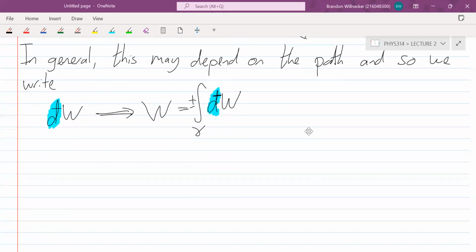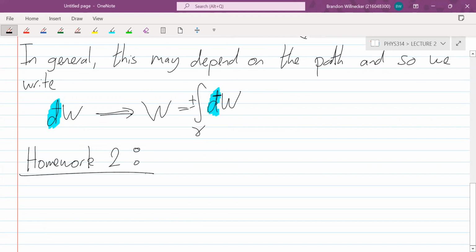Okay, one more bit of homework, not too much. Homework 2. Find the work done for the following processes.